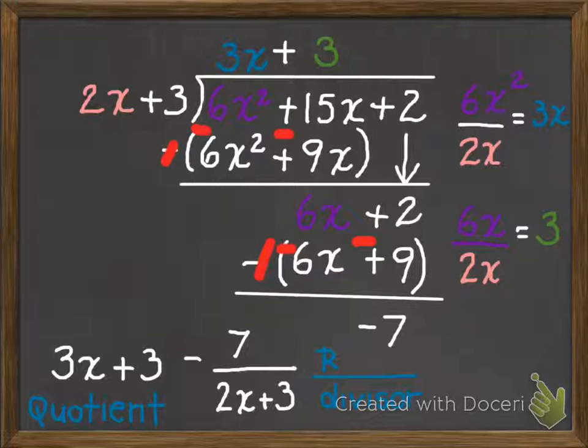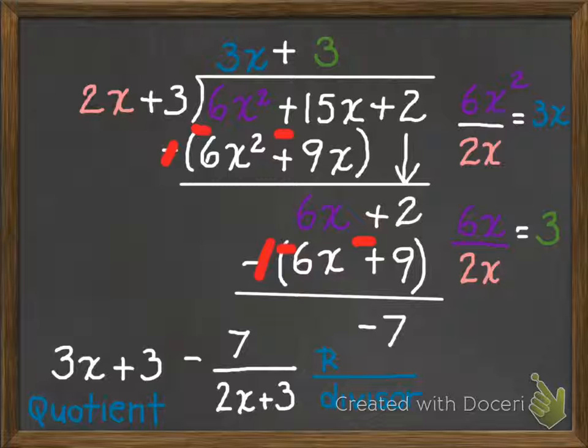Then we subtract. Remember, we distribute the minus 1, so we get minus 6x minus 9. 6x minus 6x is 0. 2 minus 9 is minus 7. Okay, 9 minus 2 is 7, but our bigger absolute value is negative, so it's negative 7. And that's our remainder, because 2x plus 3 doesn't go into minus 7 anymore. So that is our remainder.